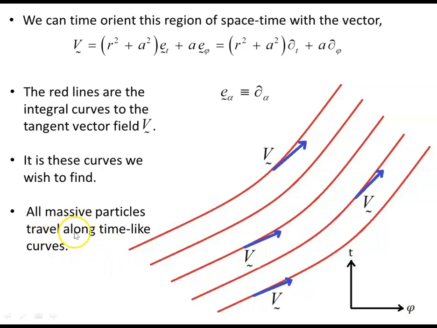Now, just why is time-like important? Well, all massive particles travel along time-like curves, and both the t-coordinate and the phi coordinate are perpendicular to each other. So vectors in each of these directions are perpendicular. Together this gives us a vector which is our time vector for this region. This is very different to Minkowski, because in Minkowski we only had E_t, that was it. We didn't even have this scalar bit in the front. But inside the ring singularity, to time orient it, to show us where the future is, it's this vector we use.